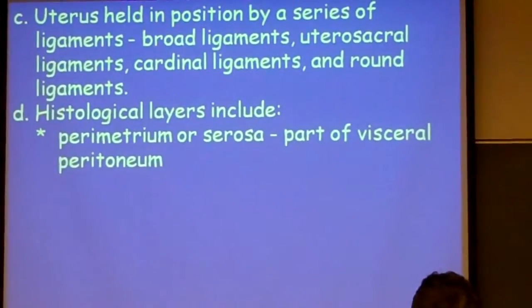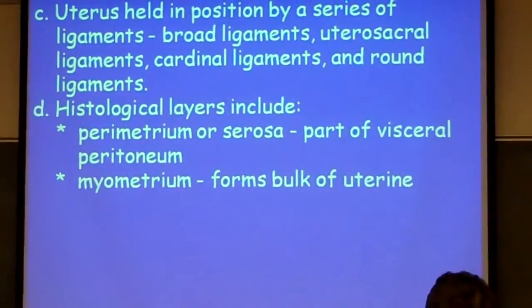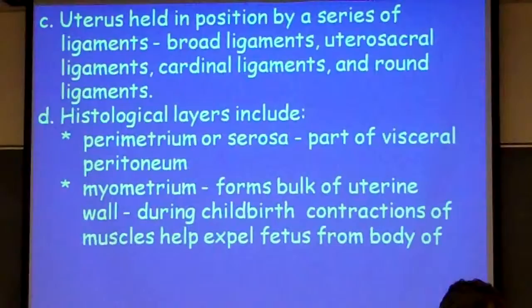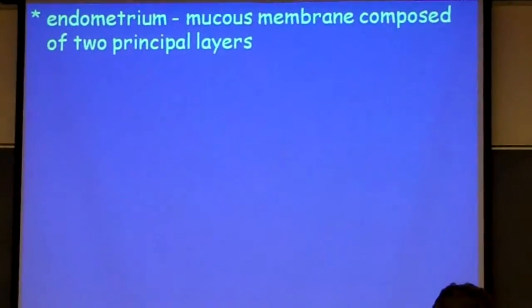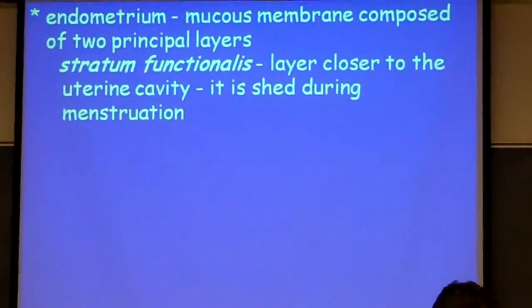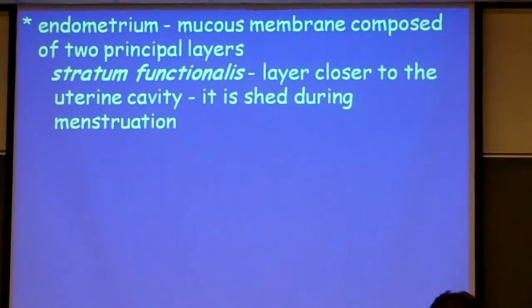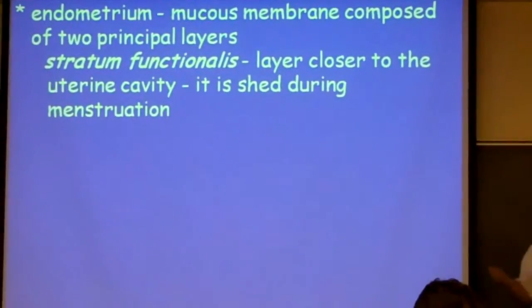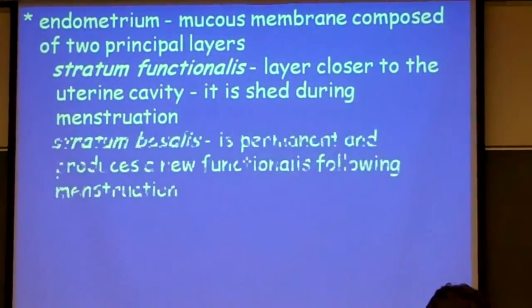That's part of the visceral peritoneum. It's called the perimetrium. The part you've heard of is the myometrium. That forms the bulk of the uterine wall. Contractions of that, of course, will expel the fetus from the body of the uterus. And then, of course, there's the endometrium, composed of two layers: the stratum functionalis. The functionalis layer is shed during menstruation. And the stratum basalis is the basalis area, and I'm going to show you all that too.